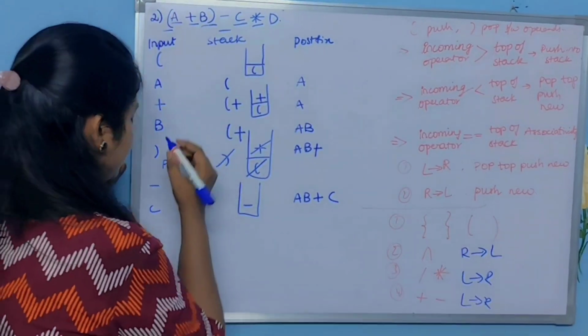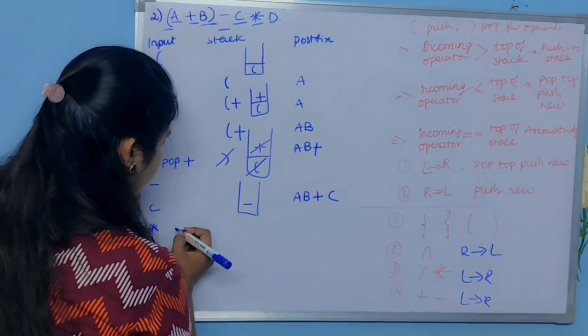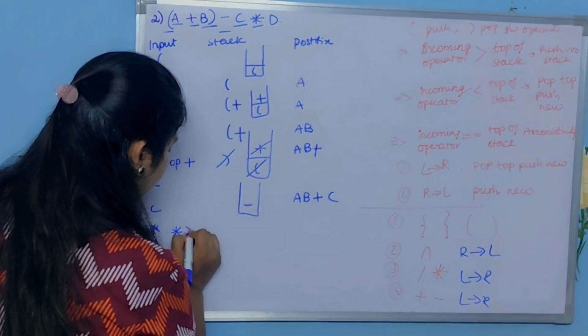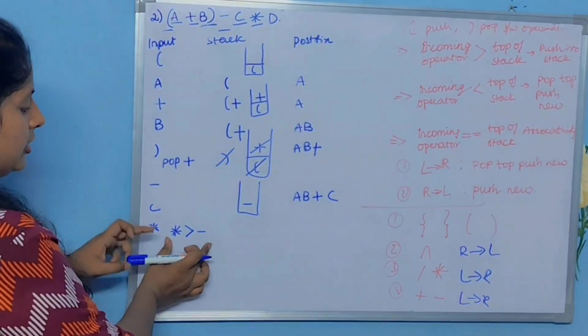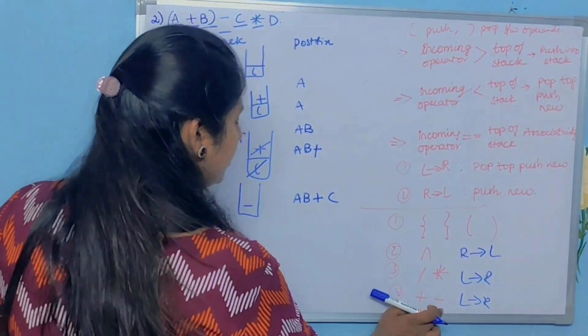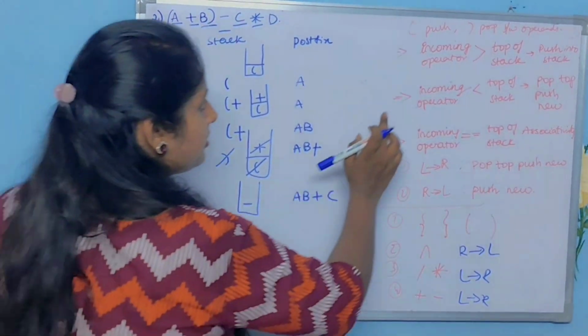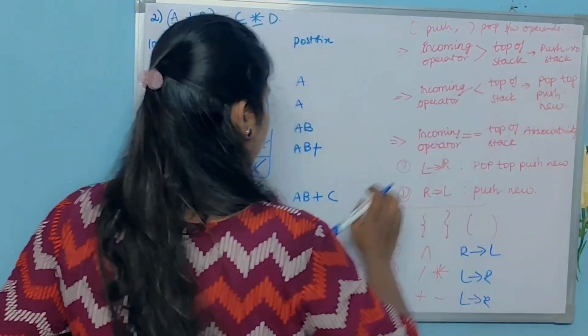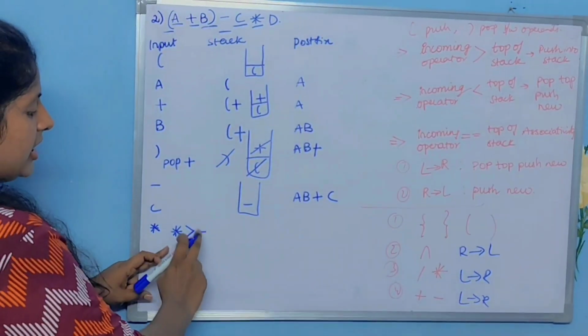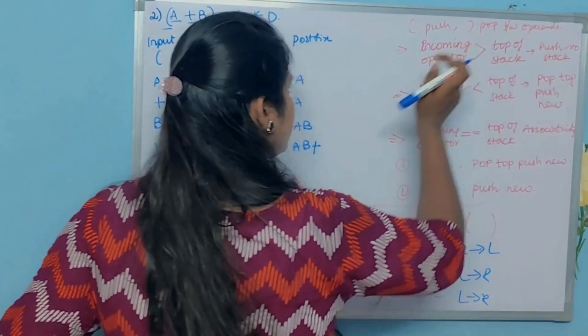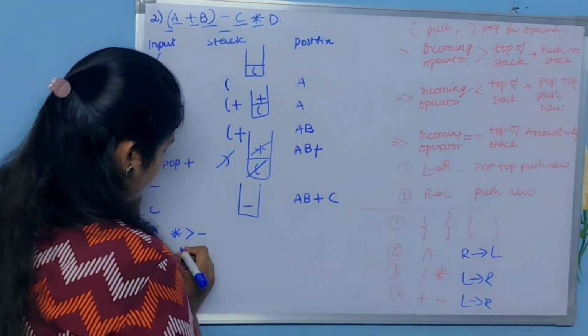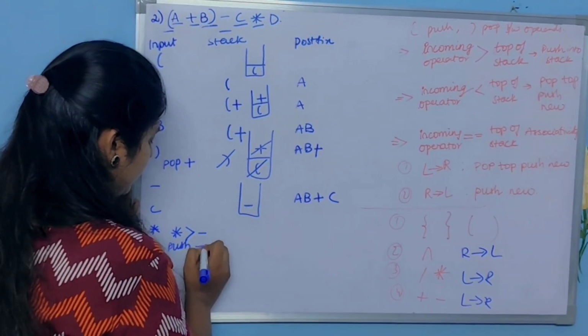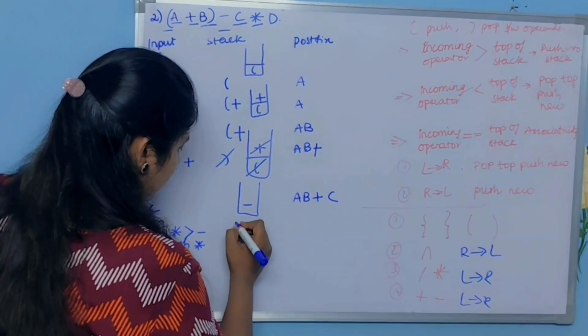Now the input is multiplication. Check the priority. The new operator has higher priority than minus. Right? The new multiplication has higher priority than minus. So in case the incoming operator has higher priority than the top, then you have to push the new operator directly. What is my new operator? Multiplication. You can directly push it onto stack.